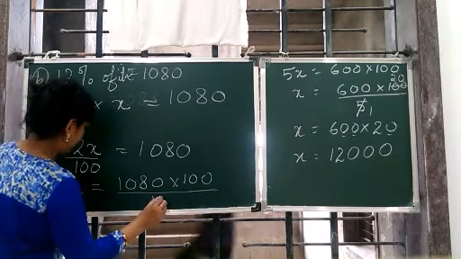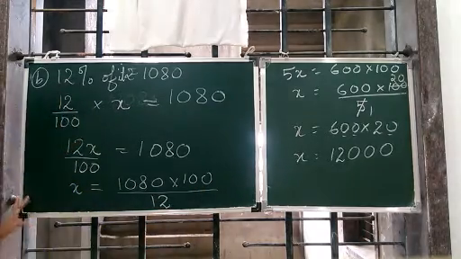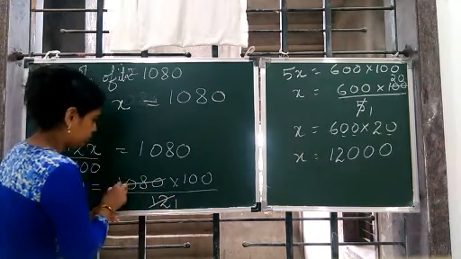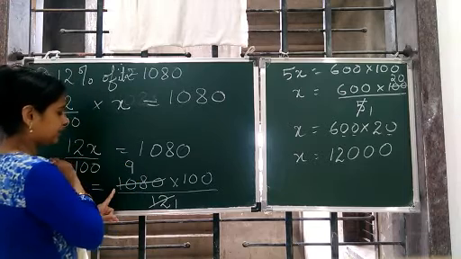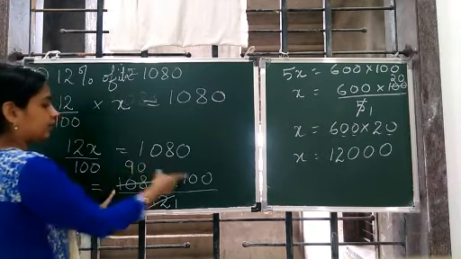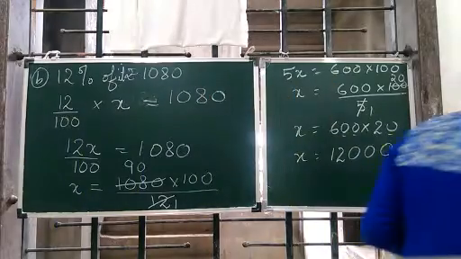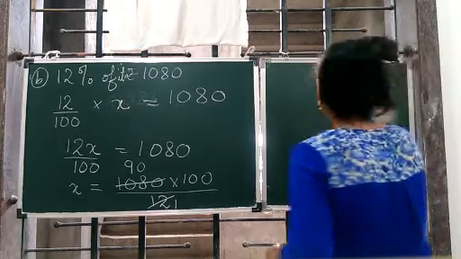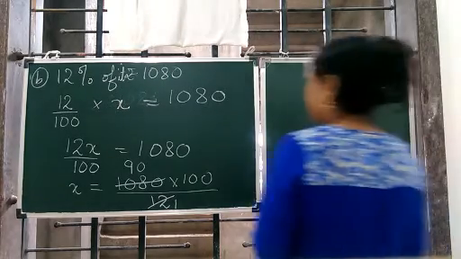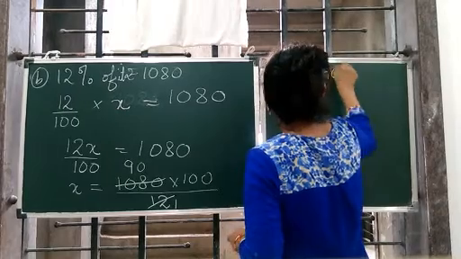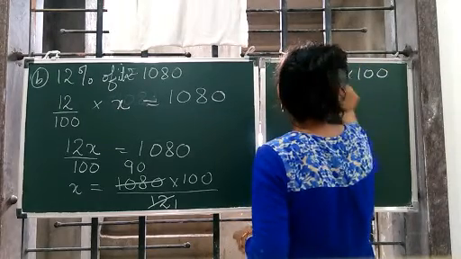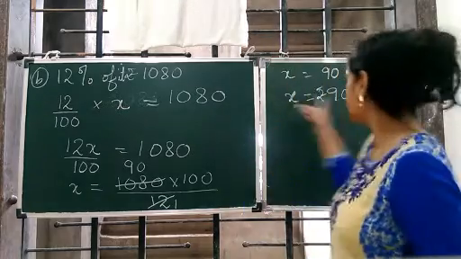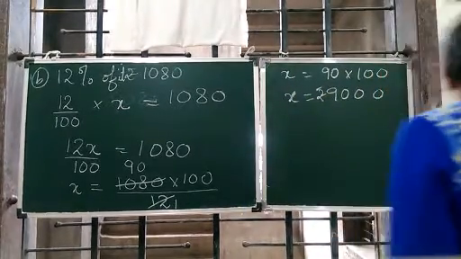divided by 12. Okay, now 12 nines are 108, correct? So 12 nines are 108 and 12 zeros are 0. So 9 into 100 gives us 9,000. So whatever is left out, that we are going to write first. 90 into 100, that is 9,000. It was rupees. Okay, so this x is what? 9,000.